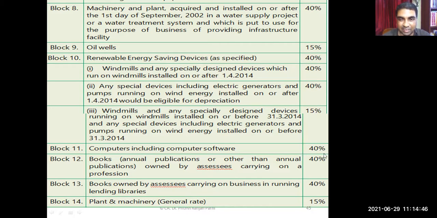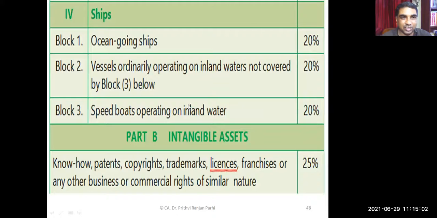Computers, 40%. Books, 40%. Books bought by the assessee for carrying on the business of running lending libraries, 40%. Now you can see all these things. For plant and machinery otherwise, the general rate is 15%. You have seen that different blocks are there. Ocean going ships, 20%. Vessels ordinarily operating in inland waters, 20%. Speed boats, 20%.